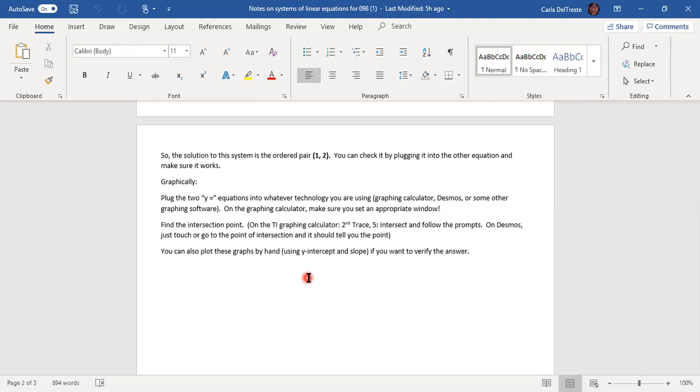It's actually pretty straightforward. So I'm going to demonstrate Desmos, but I also want you to realize that we know how to plot using the y-intercept and the slope. So you could always plot by hand and then kind of verify that they are crossing at the point that you're getting algebraically. So I just want you to always keep that in mind too. You have the tools to do this without technology. So don't forget about that. So now let's take a look at Desmos.